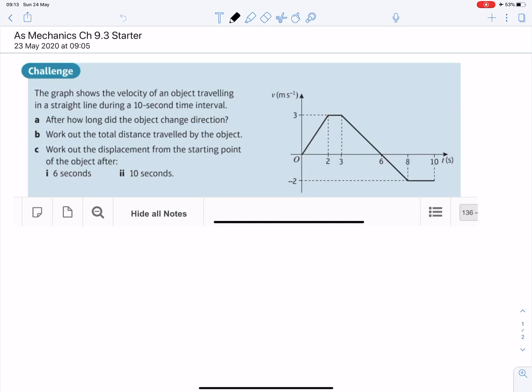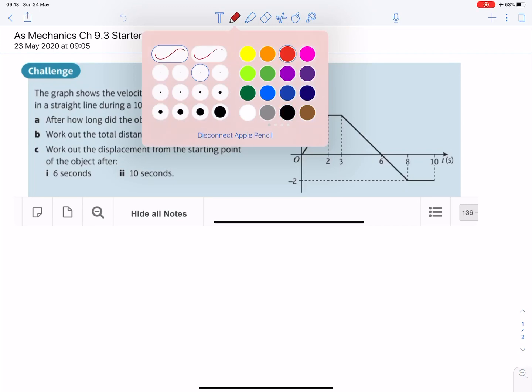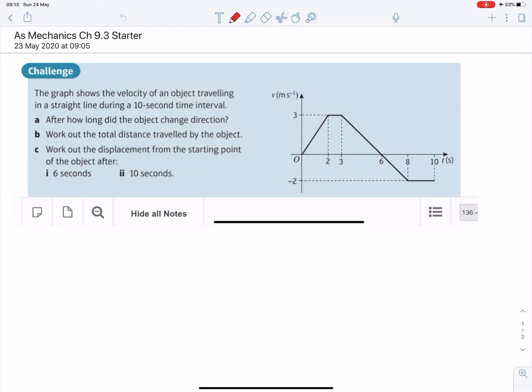So this is testing our understanding of velocity time graphs and the words velocity, distance and displacement. So the key thing to remember is that velocity is a vector quantity, so it has direction.